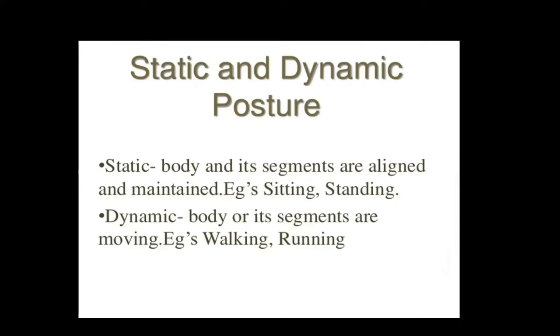Okay. So I'm speaking about different types of posture, static and dynamic. What do I mean by static posture? Static posture is where segments are aligned and maintained in a static way. Sitting is one kind of static posture, standing is one kind of static posture, sleeping is one kind of static posture. There are different derived static postures, and they are all maintained in order to hold a proper body position.